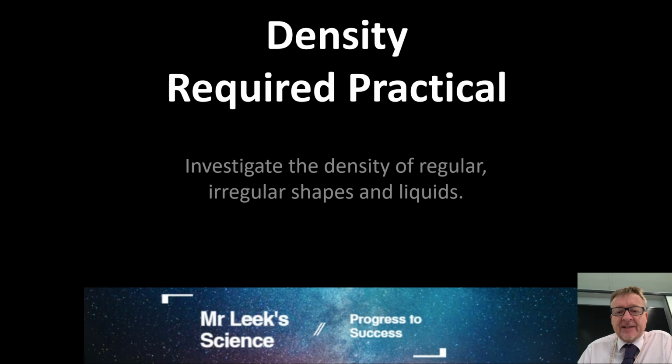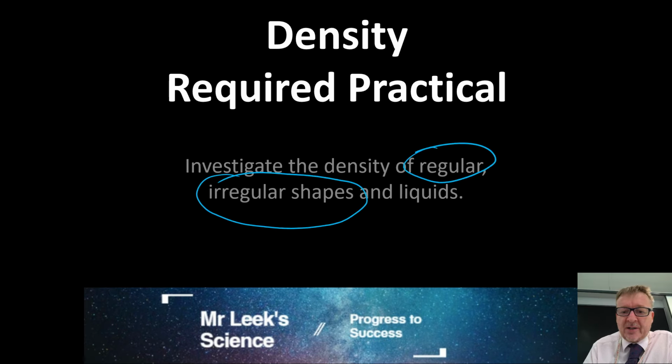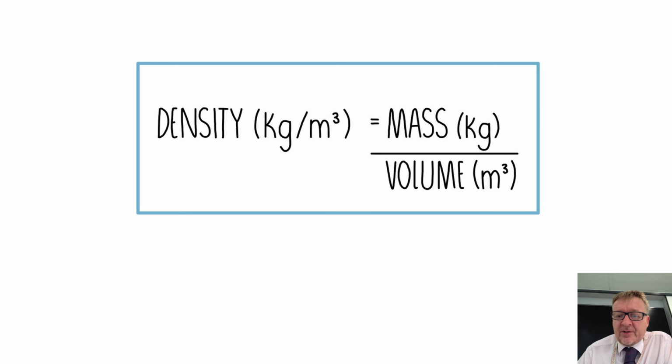Right, so this is the density required practical. What we're going to be doing is investigating the density of three different types of objects: a regular shape, an irregular shape, and liquids. We've got to be able to work out all three, and each technique is slightly different. We're going to be working out the density. A bit of maths involved.